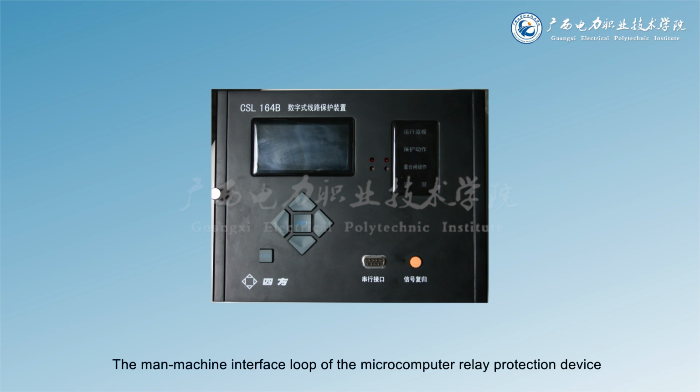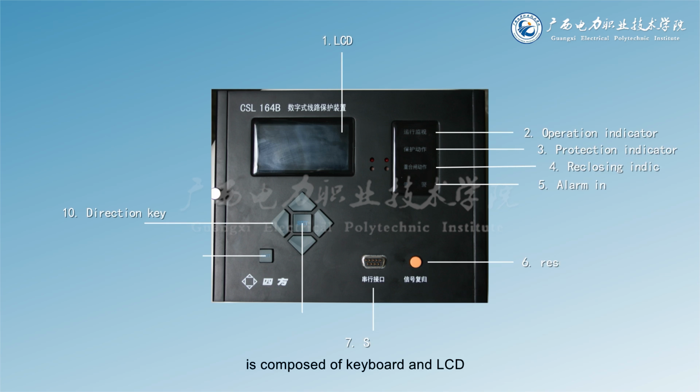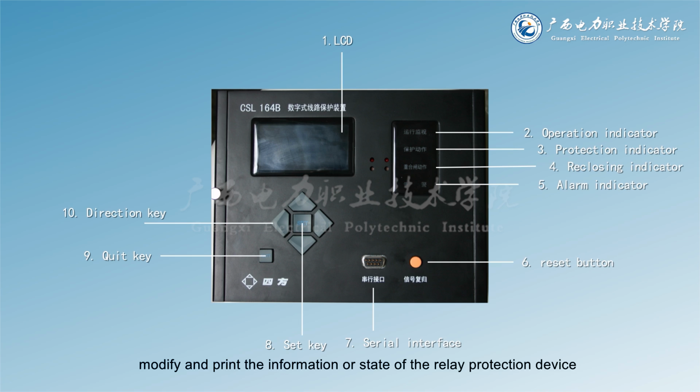The man-machine interface loop of the microcomputer relay protection device is composed of keyboard and LCD. Through the man-machine interface loop, the operator can input, view, modify, and print the information or state of the relay protection device. In order to realize multi-computer communication or communication with background monitoring system, exchange information, microcomputer relay protection device usually also sets a communication interface loop. It can provide RS-232/422/485 serial communication interface, field bus communication interface, Ethernet communication interface, etc.